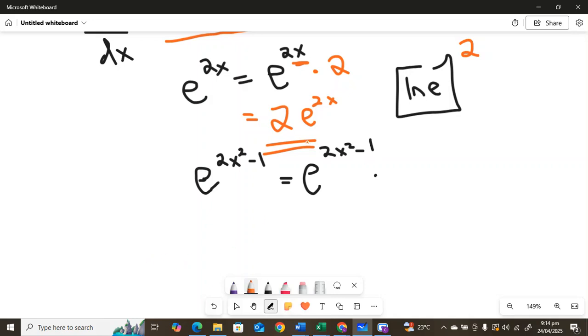So first, let's derive 2x squared. When we derive 2x squared, what do we get? Yes. And that is your answer. If you want, you can rearrange it and you say 4x e to the power 2x squared minus 1. Any questions?